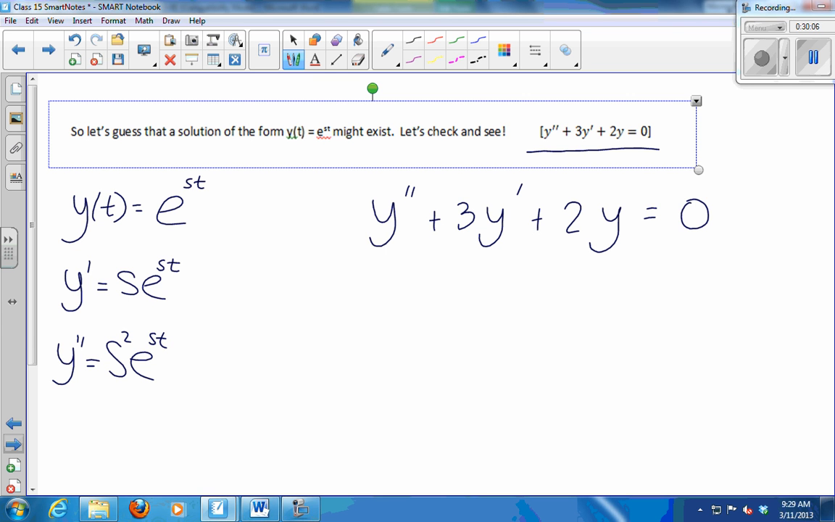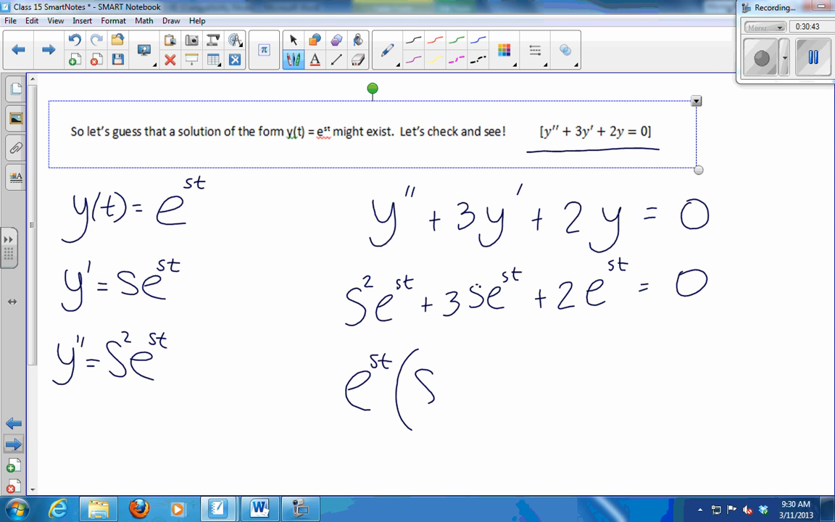So now I'm going to plug y double prime and y prime into the equation, and see if there's a choice of s that will make it true. So y double prime would be s squared e to the st, plus 3 y prime, which is s e to the st, plus 2 times y, which is e to the st. If I can make that equal 0, then I have found a solution. So I'm going to factor out e to the st. So I'm going to have s squared plus 3s plus 2.